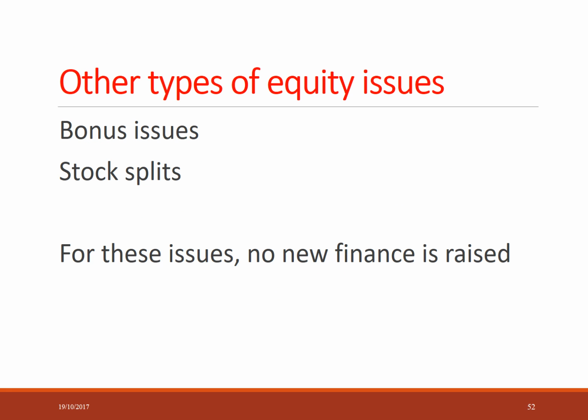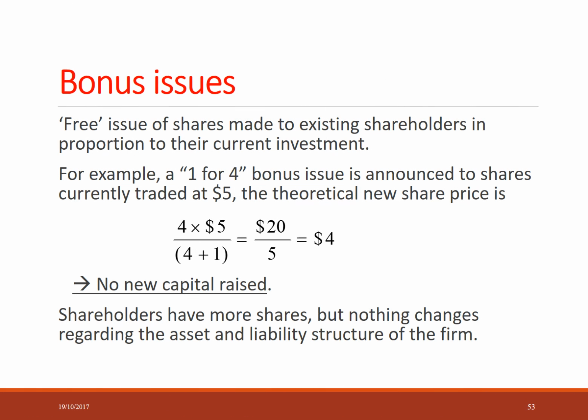Other types of equity issues include bonus issues and stock splits. The only thing with these issues is that they are not meant to raise additional funds for the firm, right? So there's no exchange of capital from the shareholders to the firm. So with bonus issues, as the name suggests, this is a bonus to existing shareholders. So the existing shareholders are offered additional shares in proportion to their current ownership.